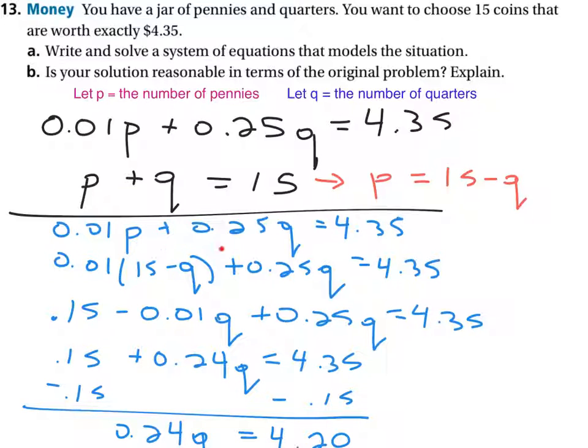Okay, so I take the first equation, 0.01P plus 0.25Q equals 4.35, and I substitute P with what it's worth, 15 minus Q, from the other equation. And then distribute through. 0.01 times 15 is 0.15. 0.01 times negative Q is minus 0.01Q. And then this is 0.25Q equals 4.35. You can see how being comfortable with decimals is really key here.